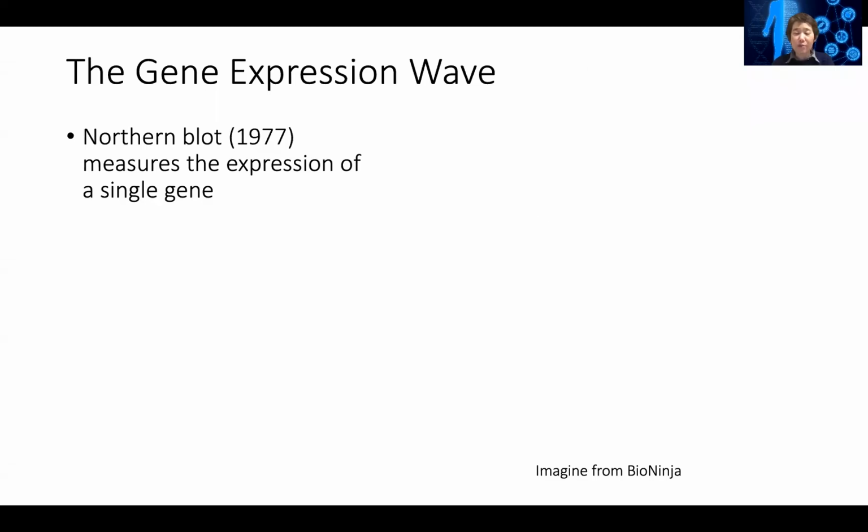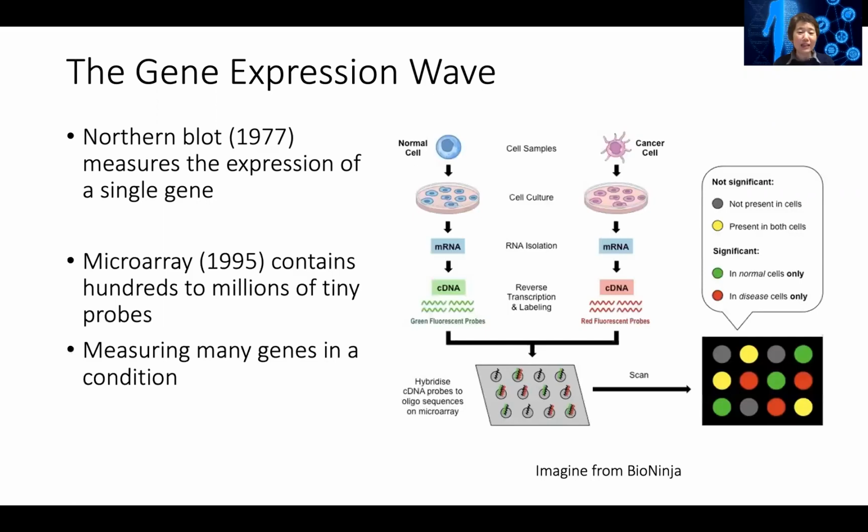The second wave of bioinformatics is the gene expression wave. In 1977, a technique called Northern blot was invented in order to measure the expression of a single gene in a cell condition. This is an experiment that also took a lot of effort to do. In 1995, new technology was developed at Stanford, which used microarrays to measure hundreds or thousands of genes at a time.